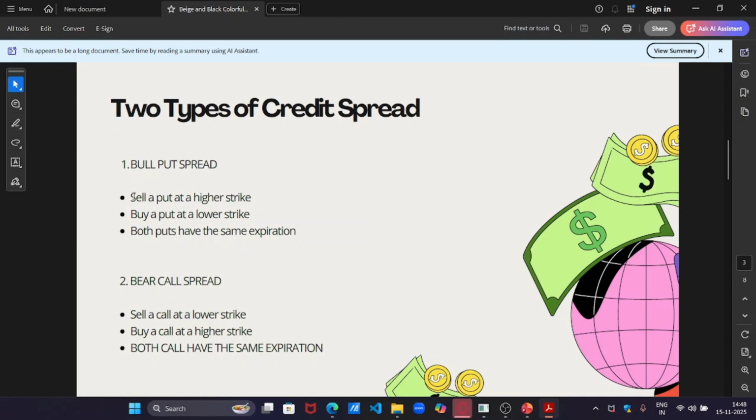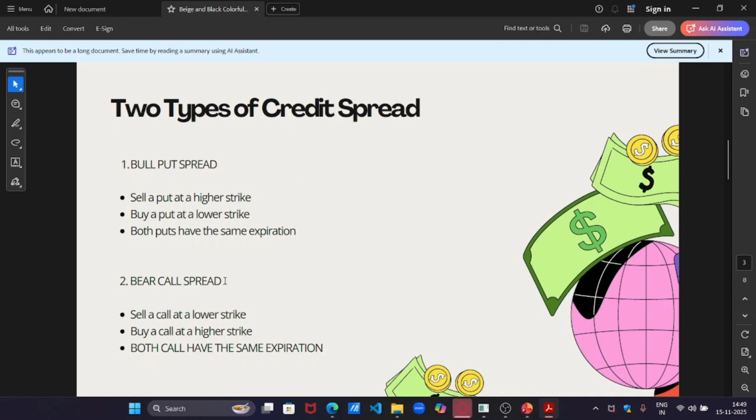So you sell a put at a higher strike and buy a put at a lower strike. You sell a put which has a higher premium and you buy a put which has a lower premium. Both puts have the same expiration, so both will expire on the same date. This is what we call a bull put spread. We are going to see this in the payoff chart, and we will understand how this works.